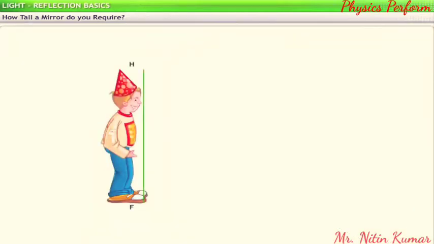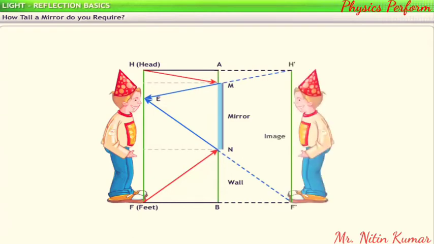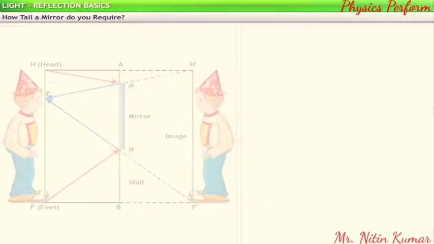Consider a person of height HF standing in front of a mirror on the wall, where H represents the highest point on his head, F the lowest point on his feet, and E is at eye level. The person will be able to see his full image if he can see points A and B. The mirror requires a height where the incident rays HM and FM, after reflection, reach the eye of the person. These will form an image H'F' when produced backwards.